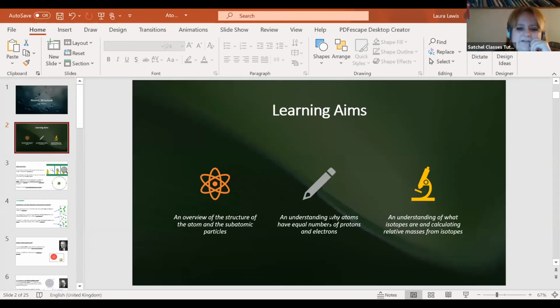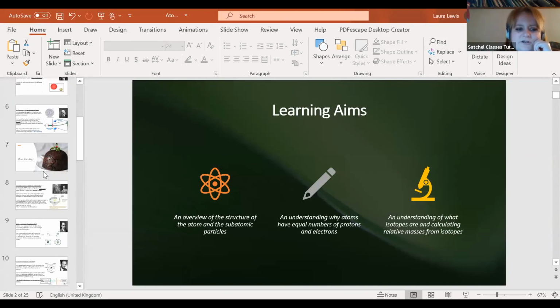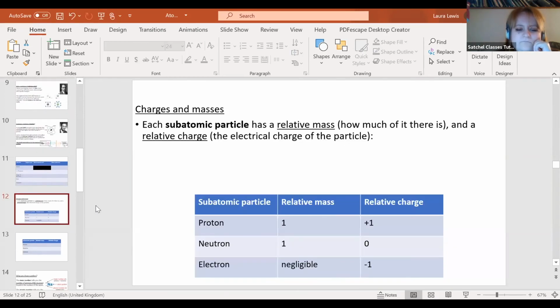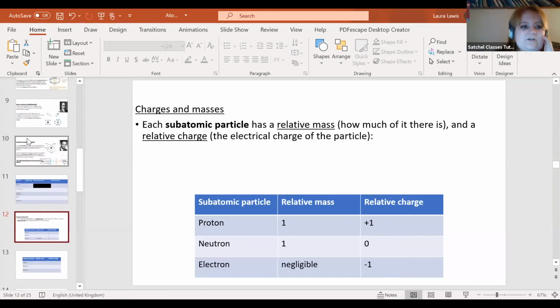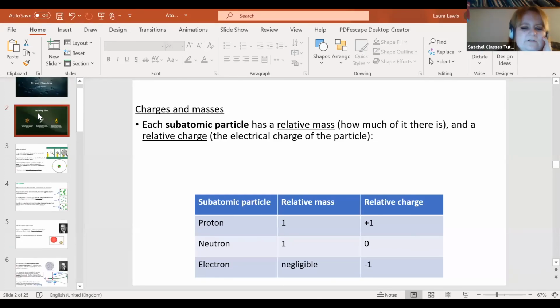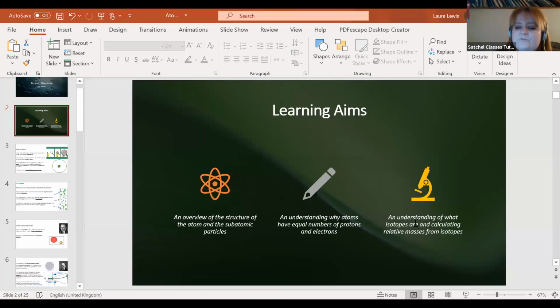Understanding why atoms have equal numbers of protons and electrons. That's through the charge, isn't it? Remember, protons +1, electrons -1. These two had to cancel out to make an overall neutral charge of 0. And understanding what isotopes are: atoms that have the same number of protons with different numbers of neutrons.